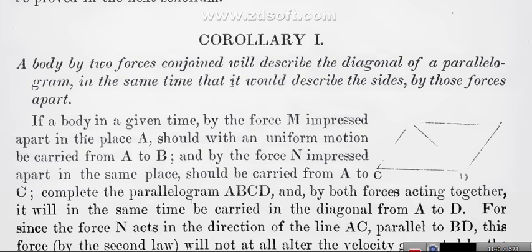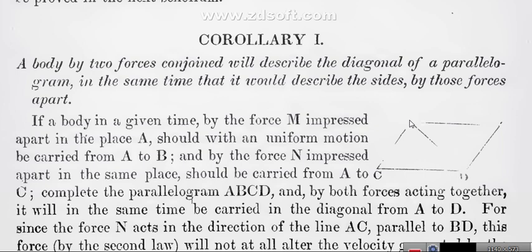And so here let's read what Newton is saying. If a body in a given time by the force m impressed apart in the place A should with a uniform motion be carried from A to B, and so on. So basically what he's saying is that let's apply two forces here. The first force is force m. M is a force which goes from A to B.